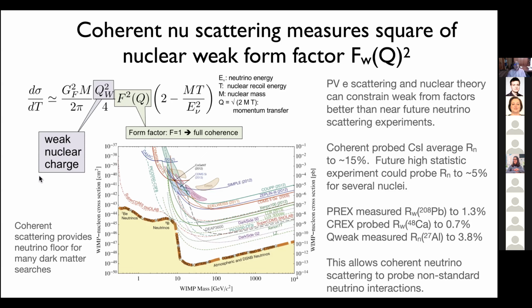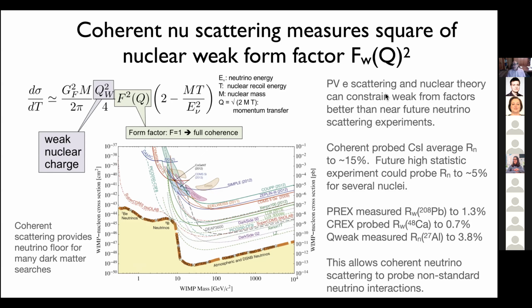There's great interest in coherent neutrino scattering for several different reasons. One example is that coherent scattering provides the so-called neutrino floor: there's an irreducible background from neutrino nucleus coherent scattering in dark matter experiments, and it may be difficult to push the sensitivity of these dark matter experiments below the neutrino floor.